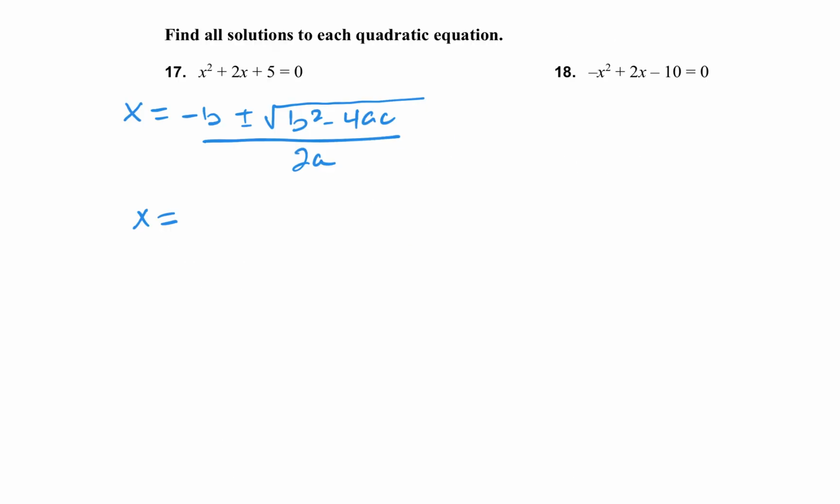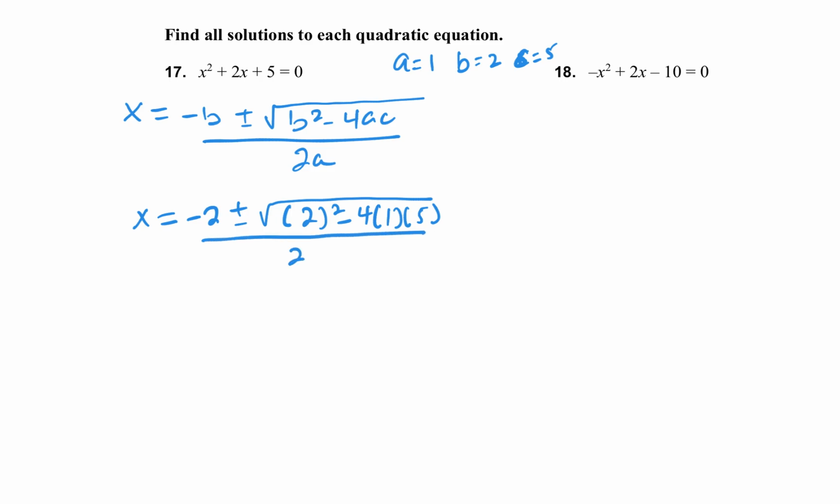So we know that a is 1, b is 2, and c is 5. So we're going to use the quadratic formula to solve this. So b is 2, so it's -2 plus or minus the square root of 2 squared minus 4 times a, which is 1, times c, which is 5, divided by 2 times 1.